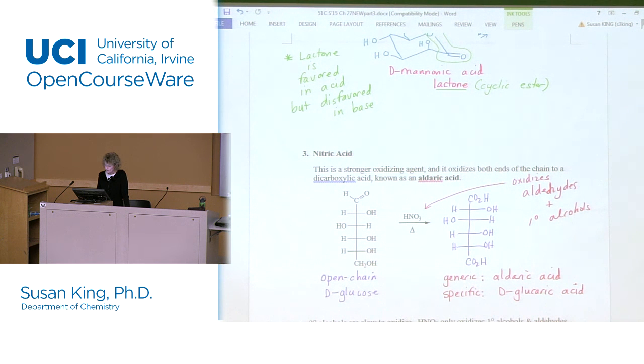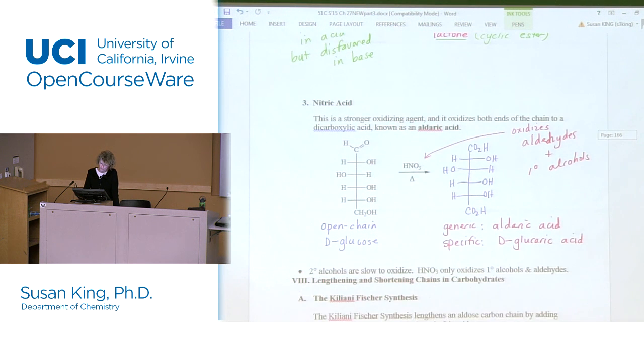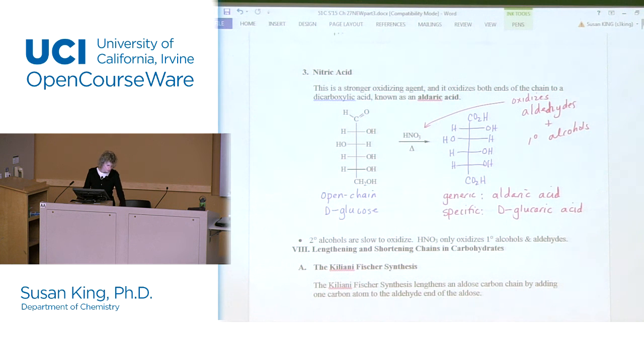All right, so do you have to memorize the term aldaric acid? No. If you know what nitric acid does to a sugar, then you don't need to know what aldaric acid is. As long as you recognize what the reagent does, then you will be in good shape for the final. Questions on nitric acid, anybody? A couple more reactions that we want to talk about, and then we're going to move to talk about disaccharides.